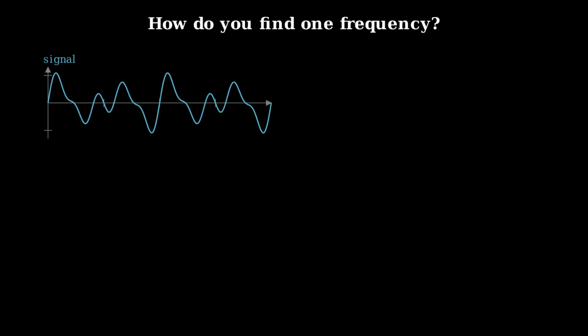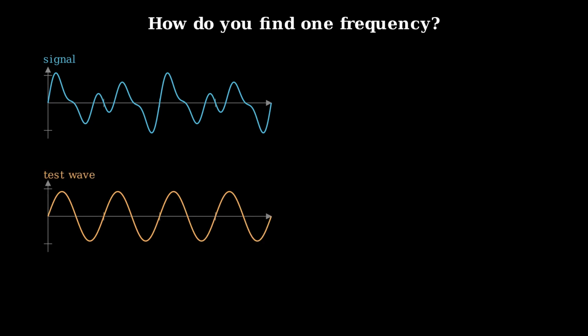Here is the trick. To check whether one particular frequency is in the signal, you line up a test wave at that frequency. Multiply the two together and add it all up. When the test wave matches a tone that's really there, the sum is big. When it doesn't, everything cancels to near zero.